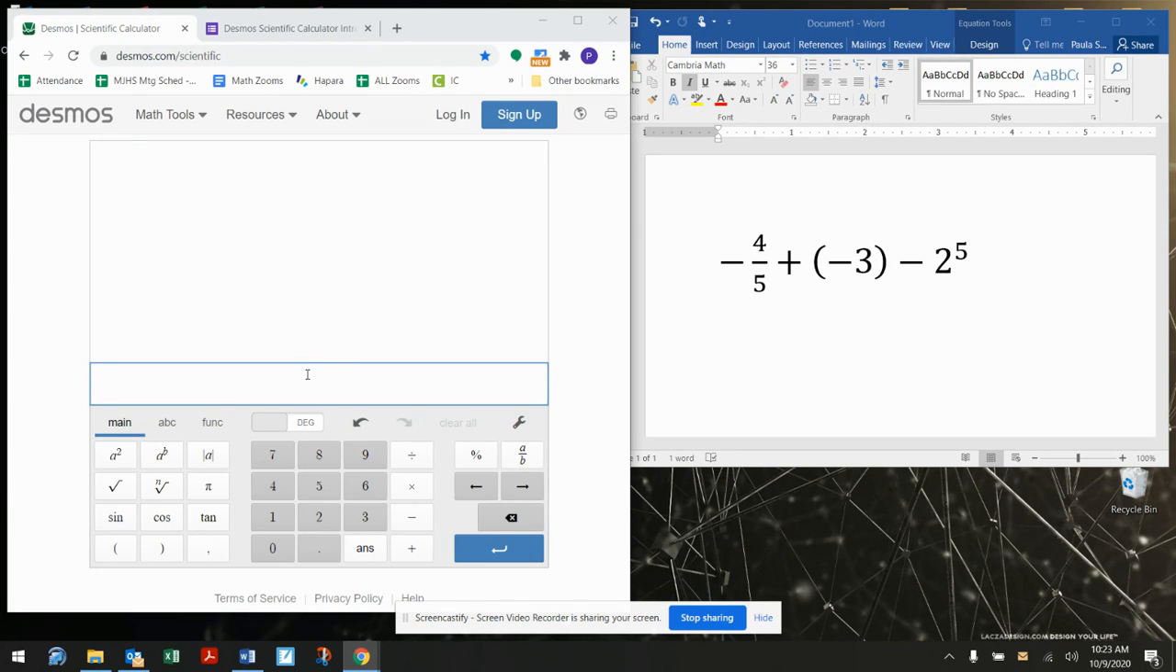So I'm going to start by entering in -4/5. And as you know, you can either just use your keyboard and the slash button that's on your keyboard, or you can use the division symbol to represent the fraction, or even the fraction button itself to enter that in. And the next part is where we see a common mistake.